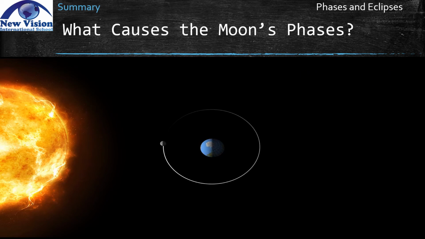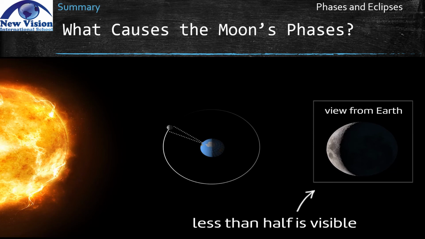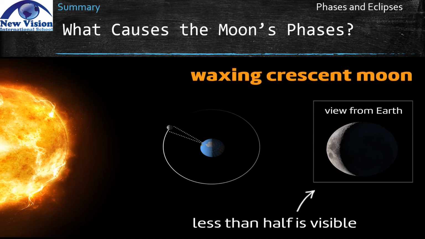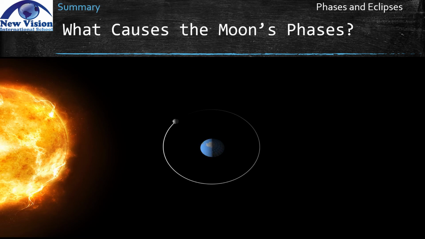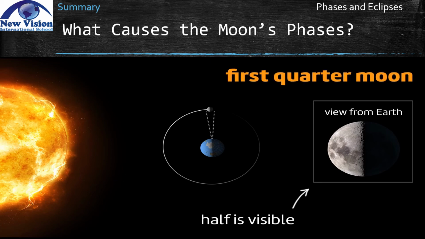As the moon moves along its orbit, we see more and more of the bright side. The moon appears to grow, and we say that it's waxing. At first, we can only see a thin sliver of the light that reflects off the moon. We call this a waxing crescent moon. When the moon reaches a quarter of the way around its orbit, we can see half of its bright side. We call this the first quarter moon.